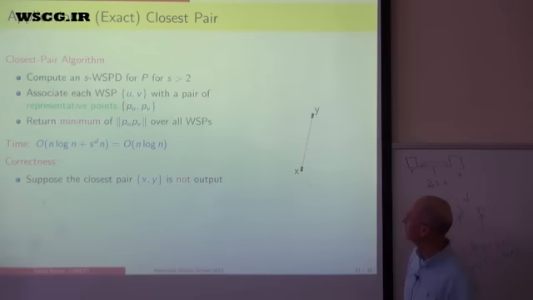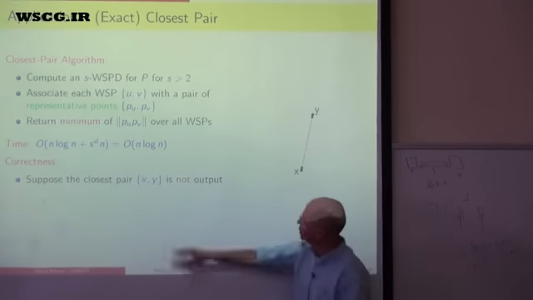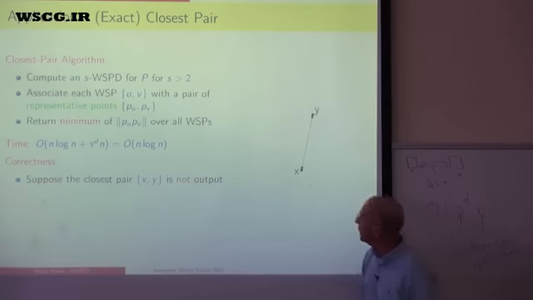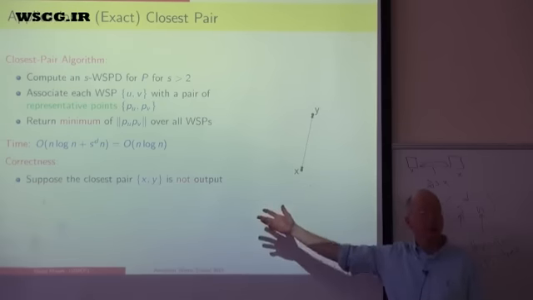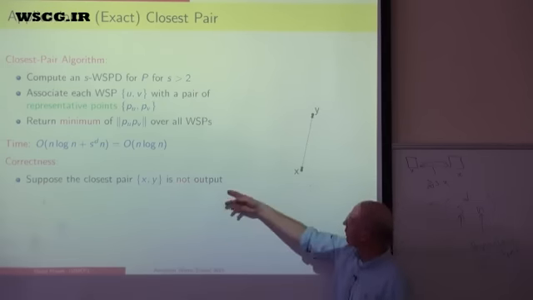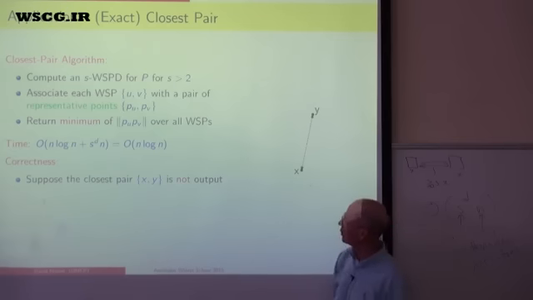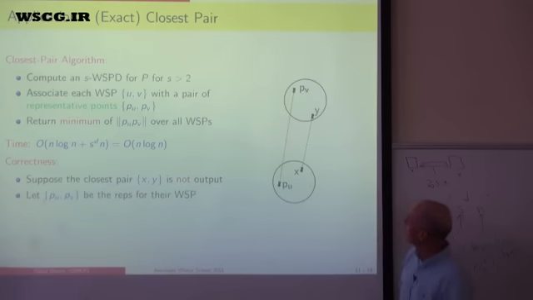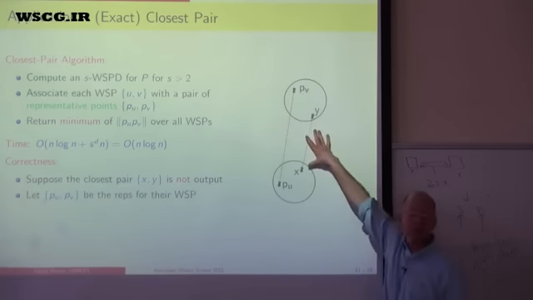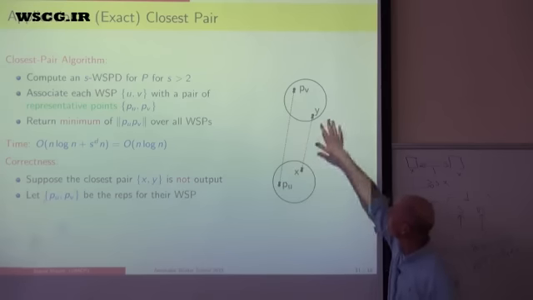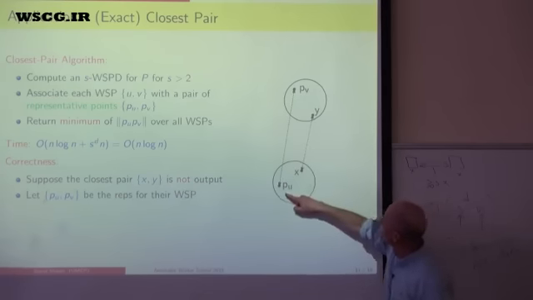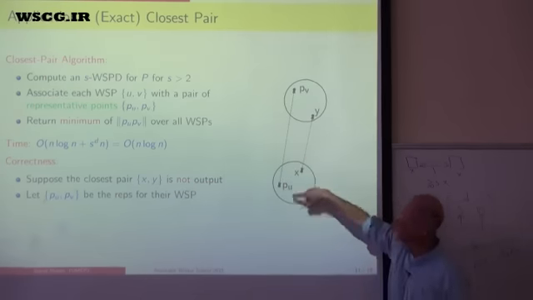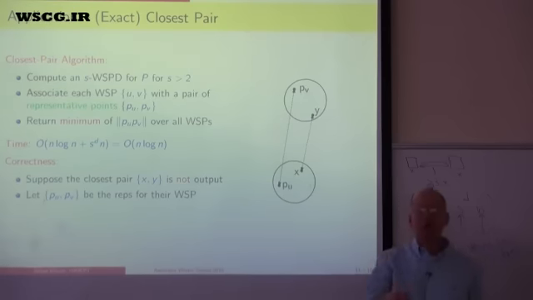Suppose that the pair xy is the true closest pair of my set, and suppose that this pair has not been output by the algorithm. I want to come up with a contradiction argument as to why the algorithm is correct. Well, I know that there must be some well-separated pair that encloses x and y. Let's take a look at that well-separated pair. The representatives p of U and p of V are going to be considered as a candidate for the set.